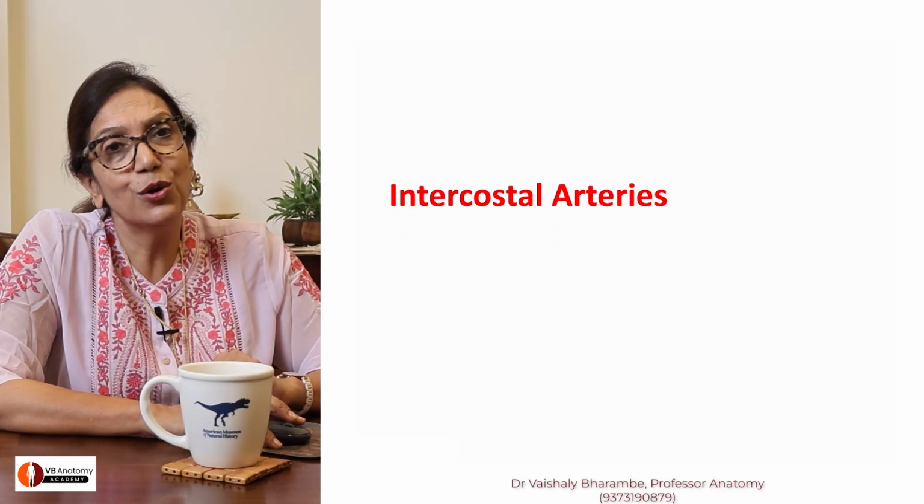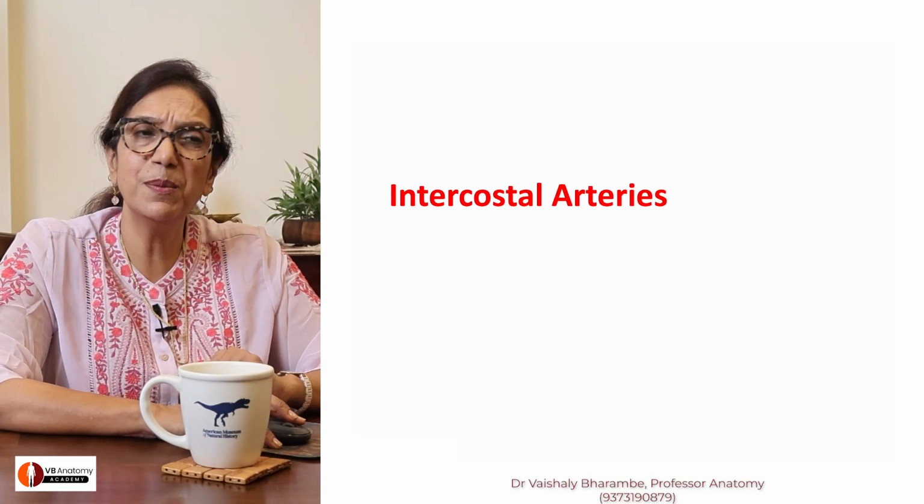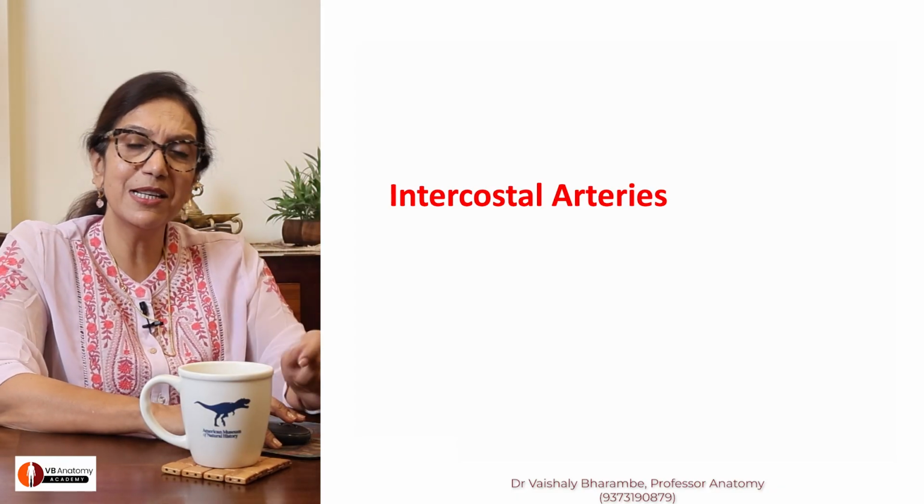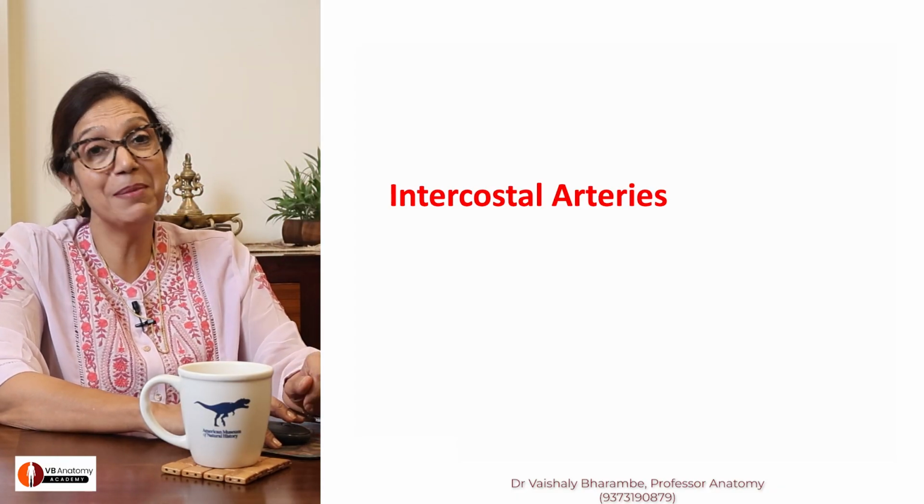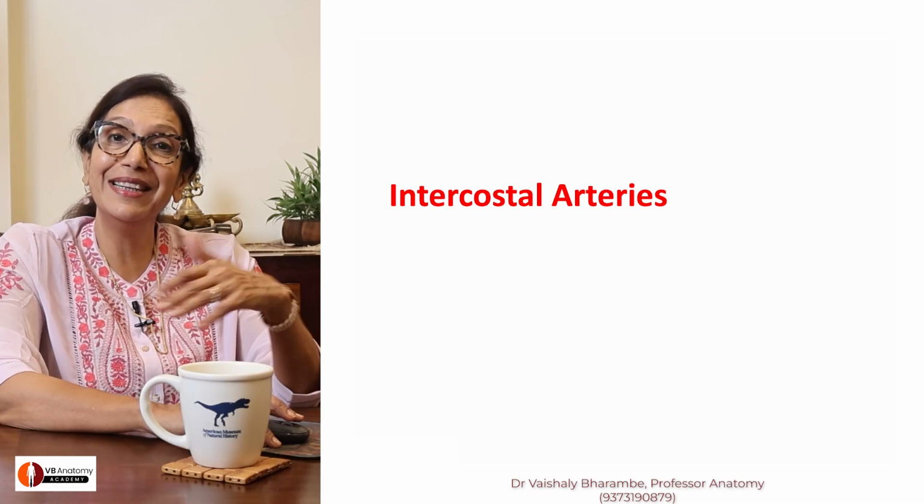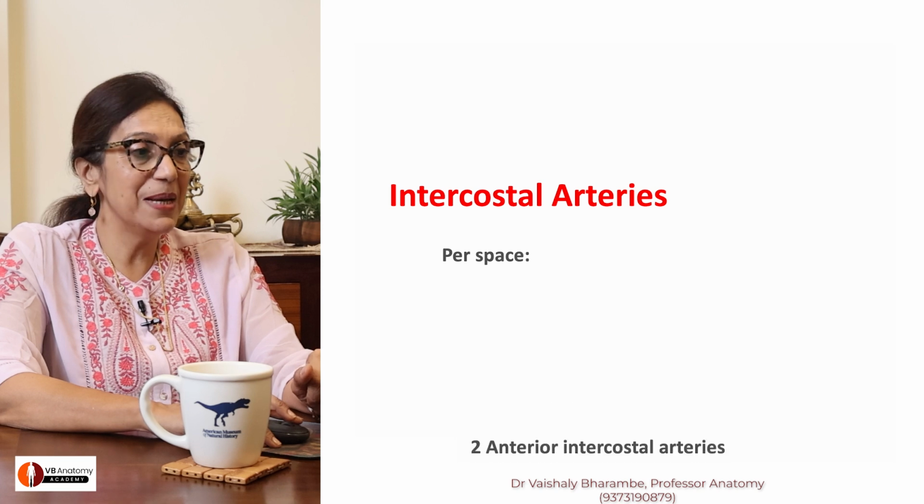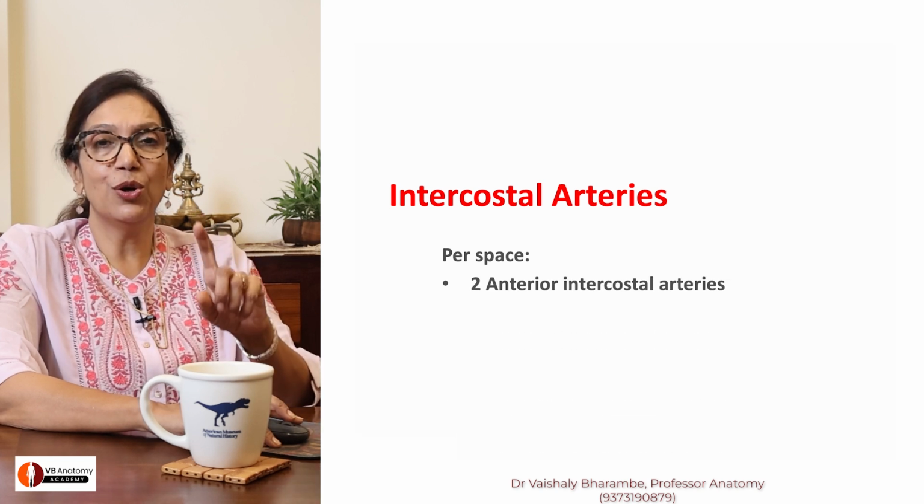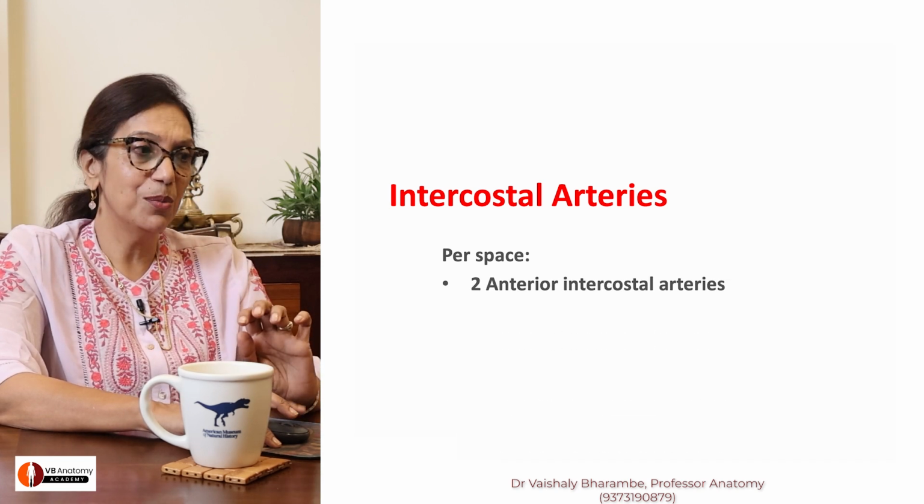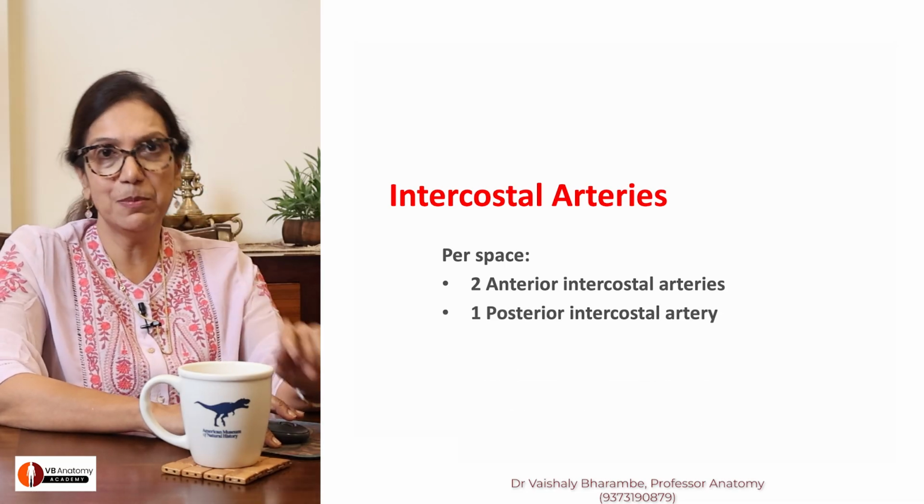Let's move on to the intercostal arteries now. You must be thinking, shouldn't it be the same as intercostal nerve? It should be, but it is not. So you'll have to learn separately. Come. Intercostal arteries per space are anterior intercostal arteries, 2 per space. Posterior intercostal artery, 1 per space.